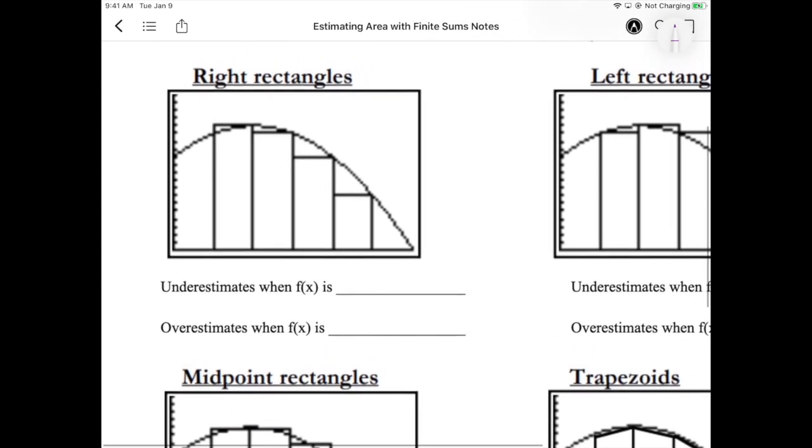For right rectangles, it is an underestimation whenever f of x is decreasing. You can see right here, f of x starts decreasing and all the rectangles are underneath. They are an under approximation. But on this left side of the graph, when f is increasing, the rectangle is above and it is an over approximation.